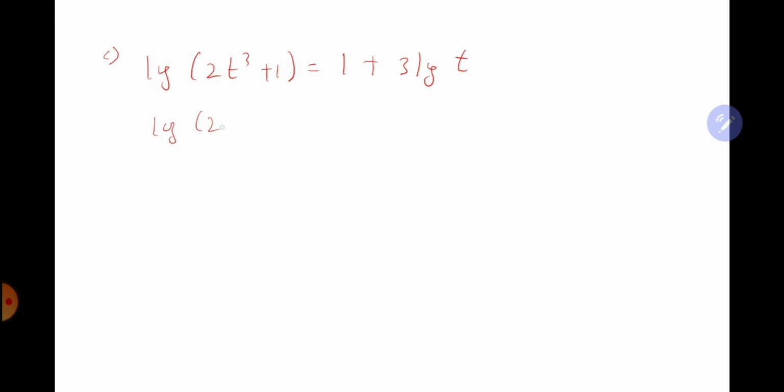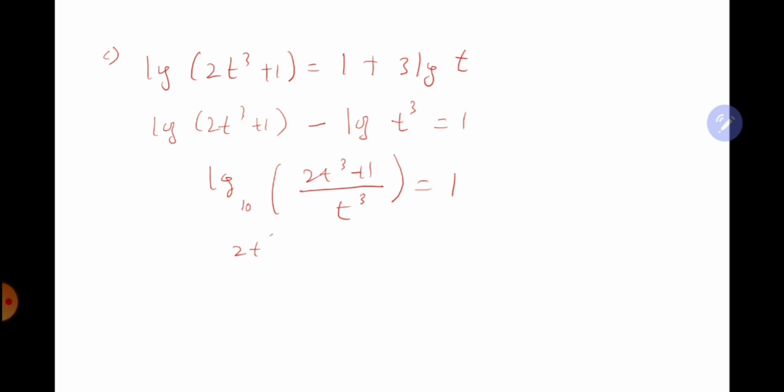So kita akan dapat log 2t cube plus 1 minus yang ni we can put it as log t power 3, equals to 1. So yang ni ada minus, you boleh jadikan dia as this one, 2t cube plus 1 over t cube equals to 1. Okay, so yang ni base 10, so you will get 2t cube plus 1 over t cube equals to 10. So here you akan dapat 2t cube plus 1 equals to 10t cube, right?